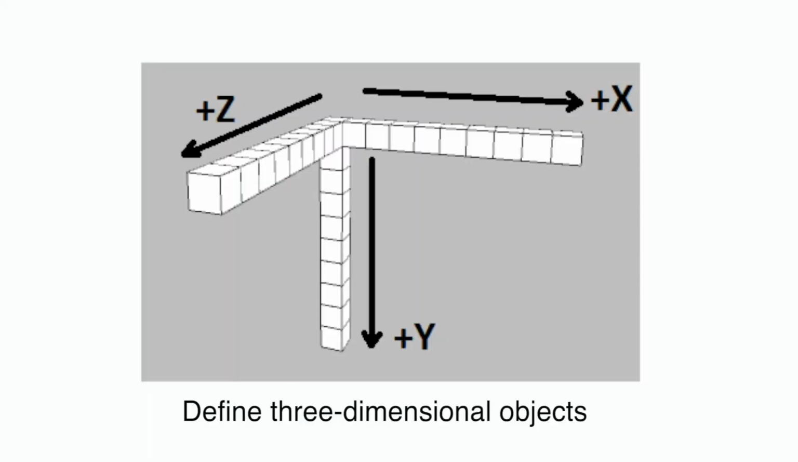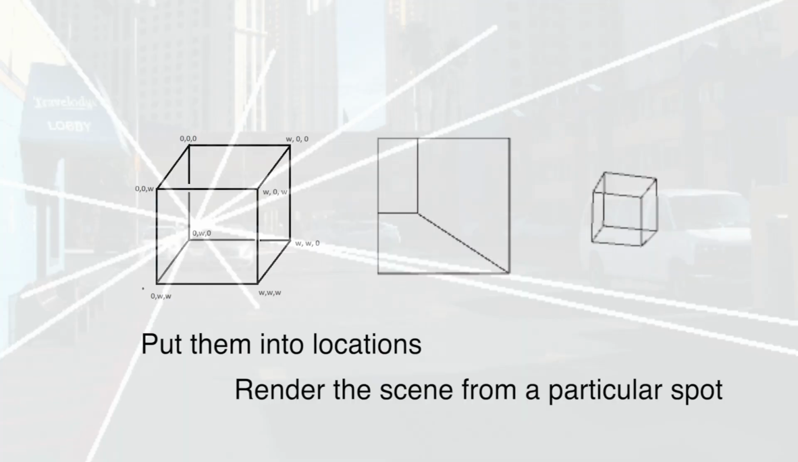So Processing allows us to create three-dimensional objects, simulated three-dimensional objects, let's say a cube, and then to look at that cube from a particular place in three-dimensional space. And that's really what we're doing with painting and photography. We have a flat plane in between us and the scene on which the object of the scene is projected. And that's really what we're rendering. And in three-dimensional work in Processing, we do the same thing. We define a number of three-dimensional objects, we place them in locations wherever we like, and then we render the scene from a particular spot.